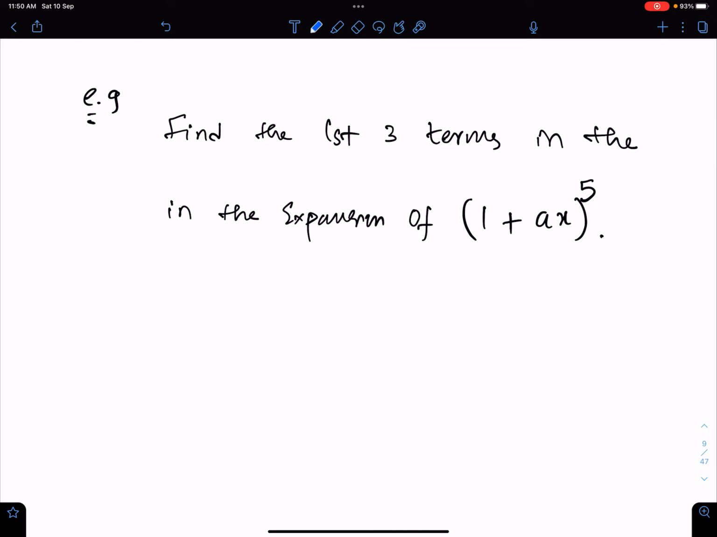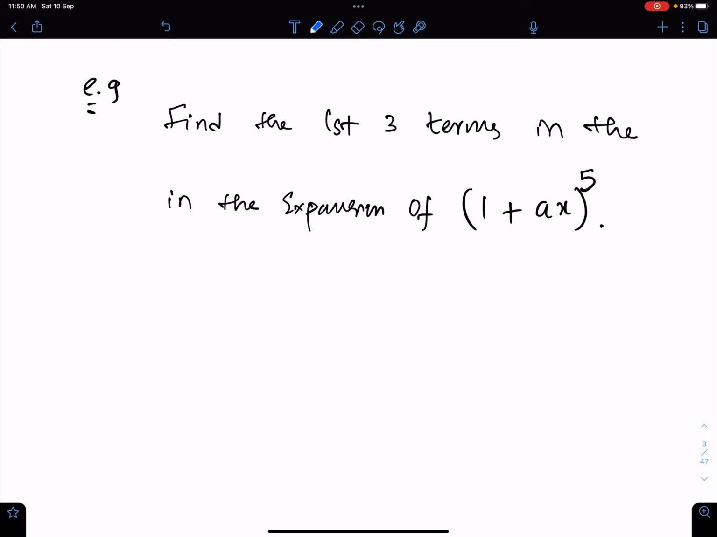Another example. Find the first three terms in the expansion of.